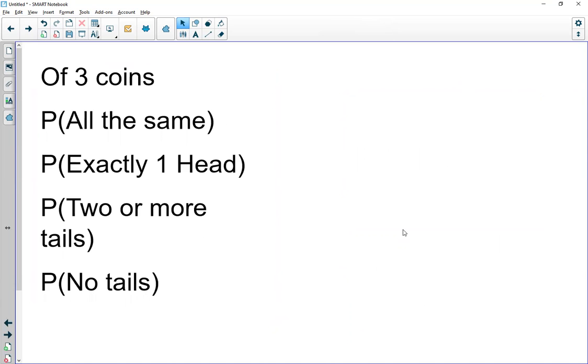Let's think about that. All the same. No tails means they're all heads, so they're all the same. What are the results for all the same? But I'm saying it's going to be the same probability. It's not, because in all the same, not only can you get all heads, what else can you have? All tails. So it's double. Yeah, it'll be double. So that's 2. Now the question is, how many out of the total?